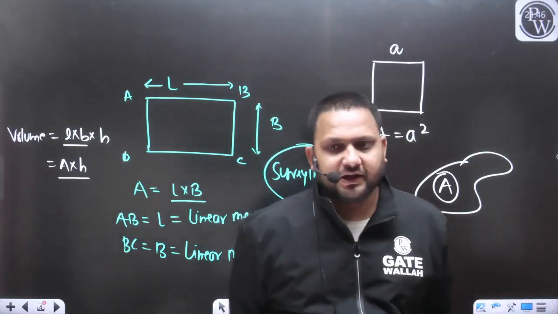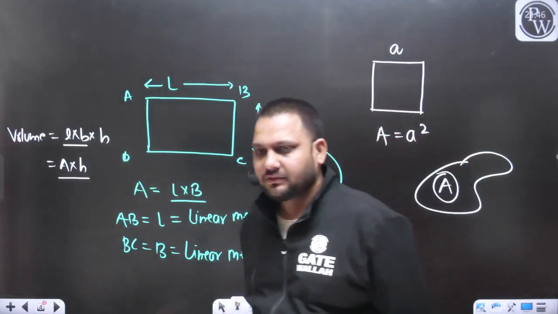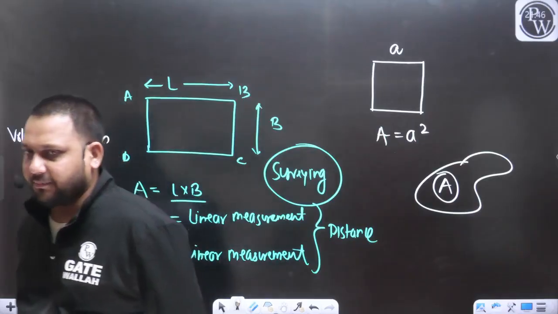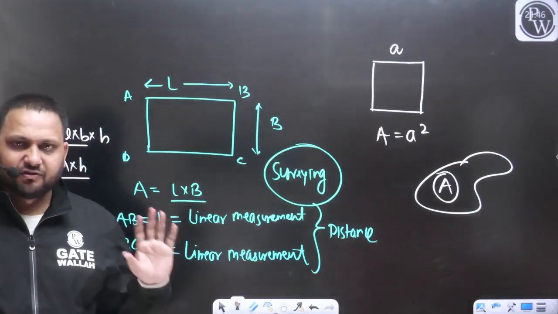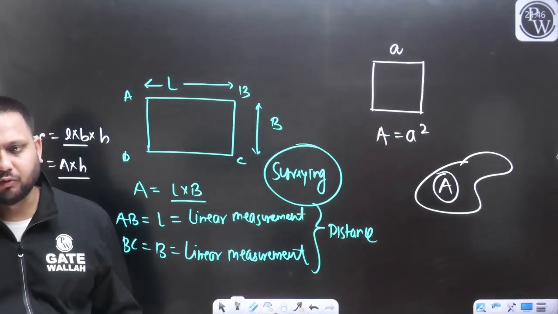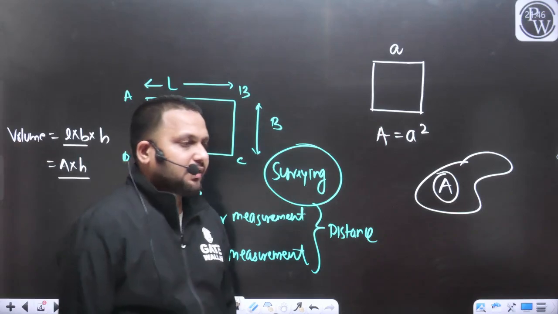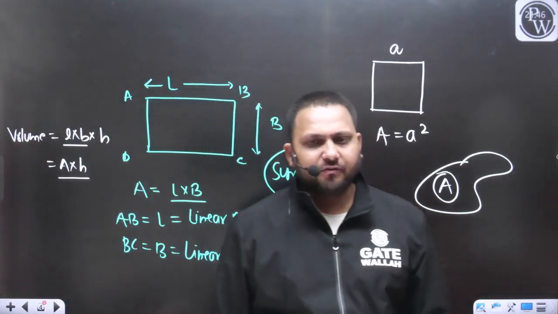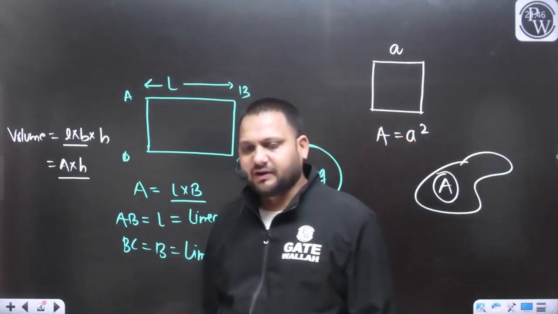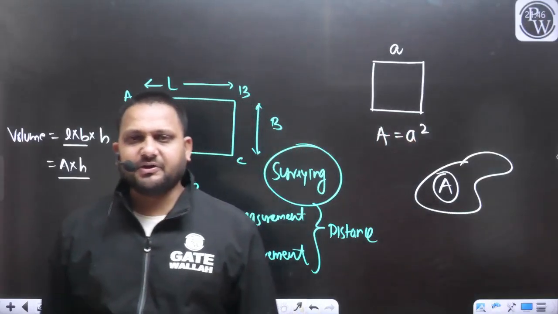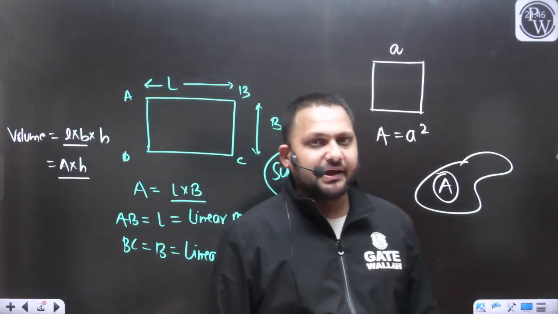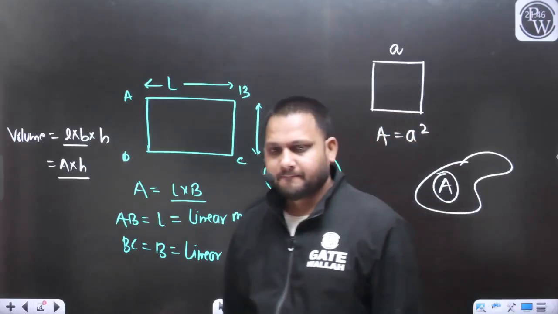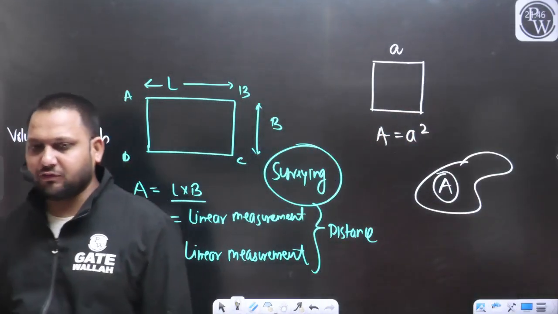This point is clear to everyone. So for regular geometry, we all are familiar how to calculate the area and volume, and for the calculation of area and volume, we require some measurement, and that measurement we can perform with the help of surveying. I hope this point is clear to everyone.